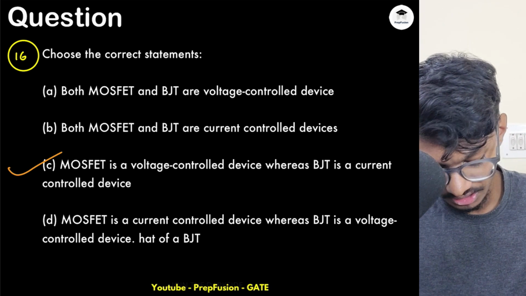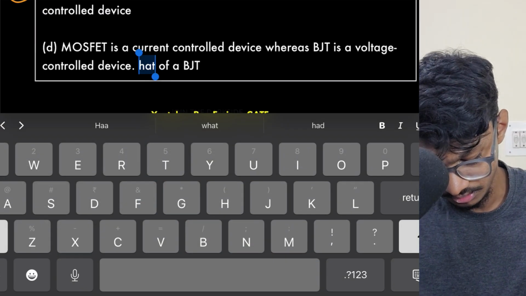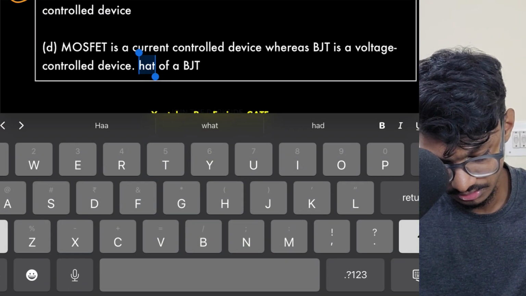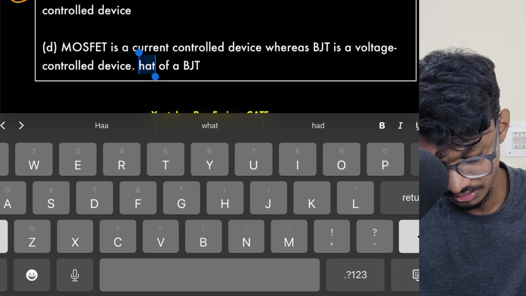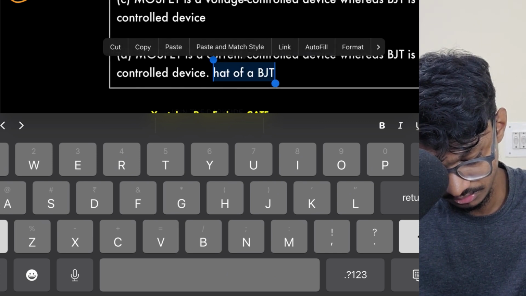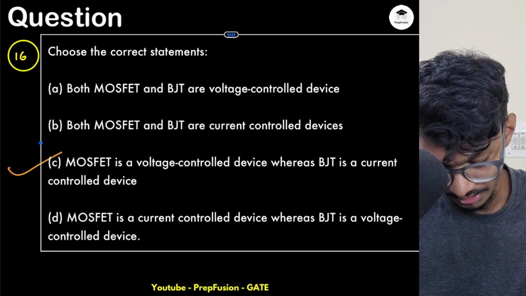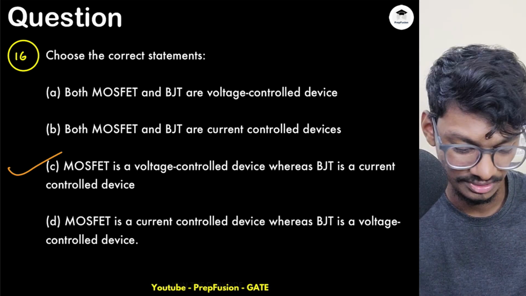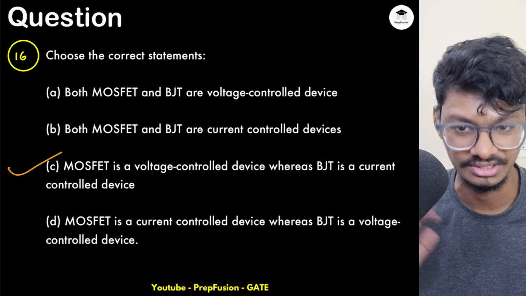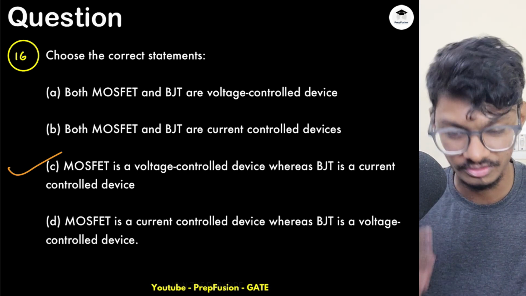Okay, these are just control device, whereas BJT is a voltage control device. So this will be, yeah, this will be this, right? So these are a few basic questions which can come, but most probably this won't come because this comes in the analog electronics section only. Just try to take a few theoretical questions.